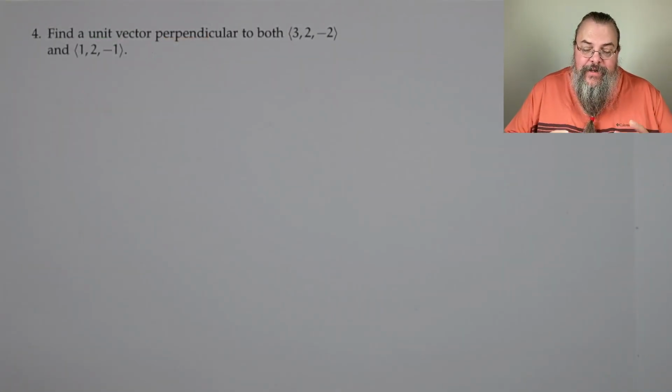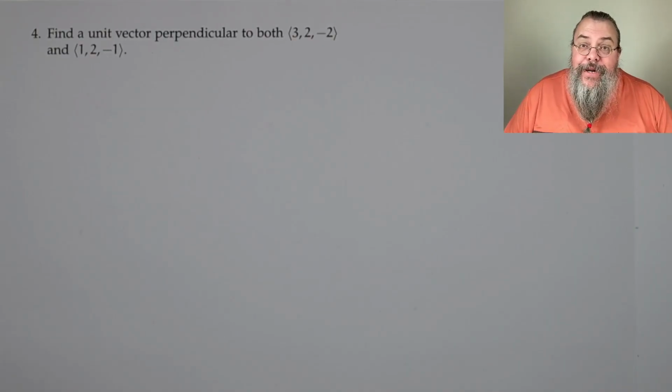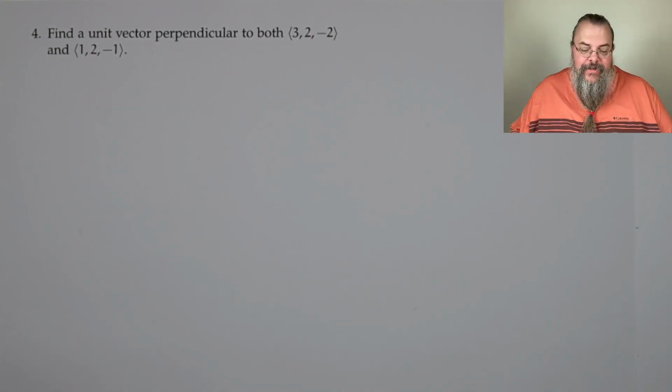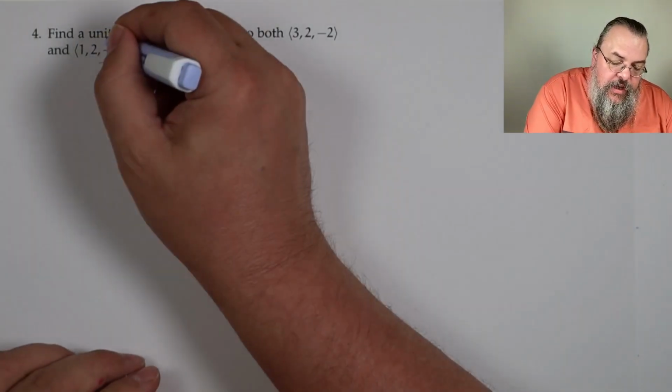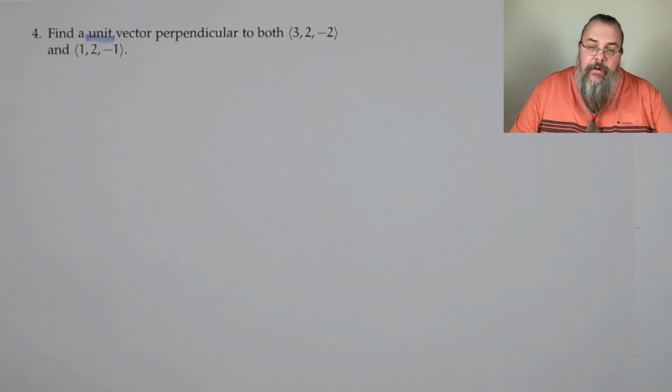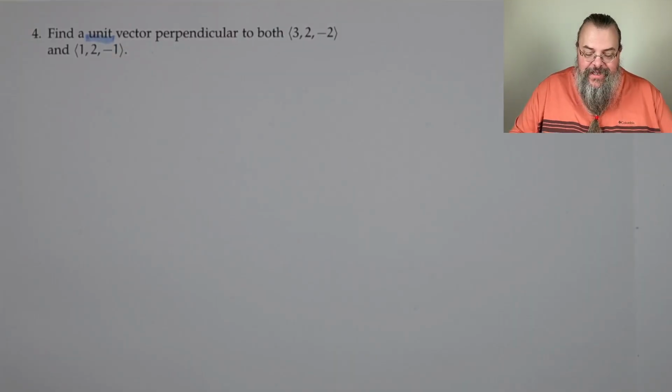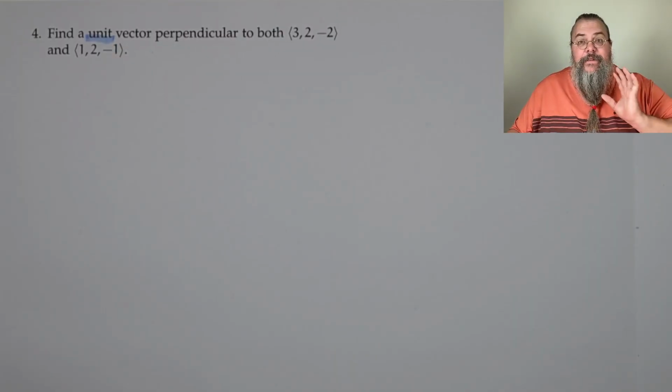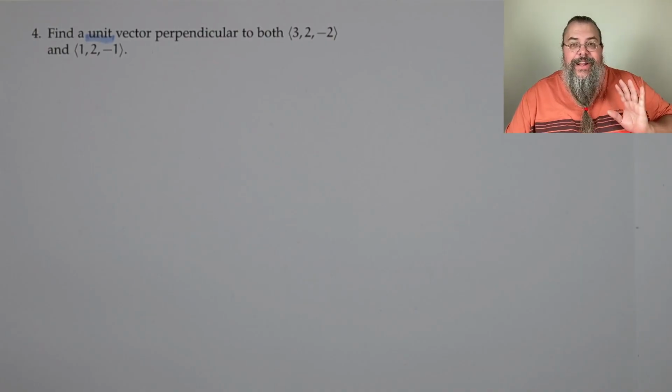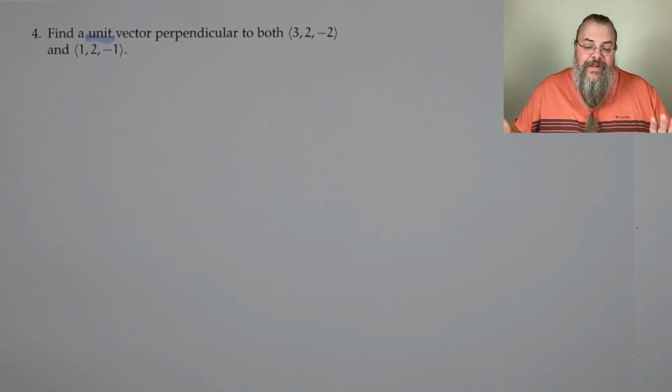Find a unit vector perpendicular to both 3, 2, negative 2 and 1, 2, negative 1. All right, so there's a couple of pieces going on here. This word unit says that the vector needs to have length 1. Remember that unit corresponds to 1. Now, that's actually sort of a last thing we worry about.